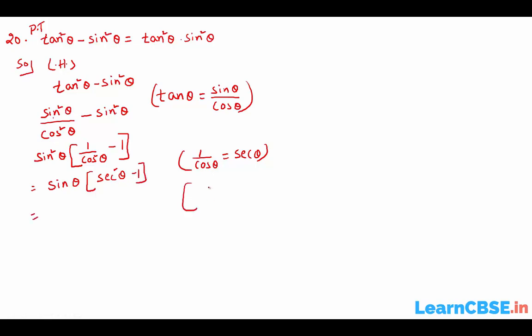All of you know that 1 plus tan square theta equal to secant square theta. From this, tan square theta equals to secant square theta minus 1. I am transposing 1 to right side. That means I can replace secant square theta minus 1 as tan square theta. Replace that.